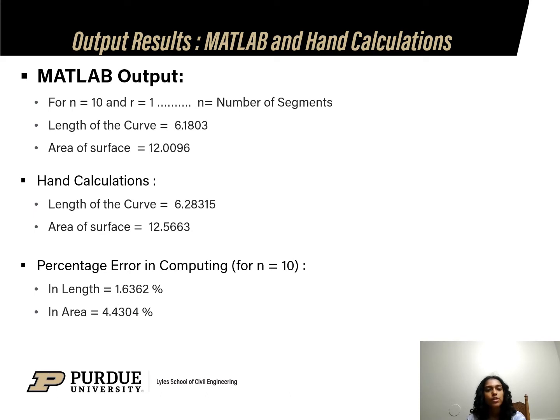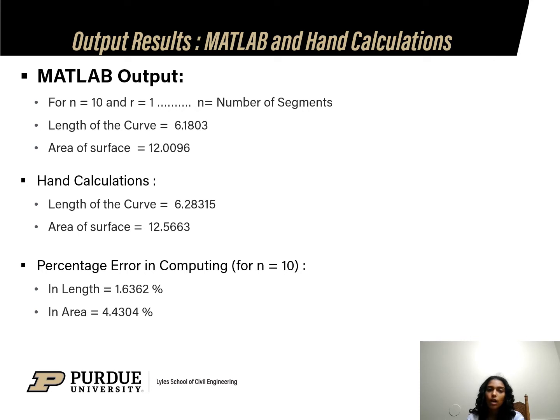Okay, so the output results are given by MATLAB and the ones I calculated. For n equals 10 and r equals 1, where n equals the number of segments, the length of the curve is 6.1803 and the area of the surface is 12.0096. And if I compute the same results by hand with the theoretical formula, it gives a length of the curve of 6.28315 and an area of the surface of 12.5663, where we can find the length of the curve by the formula 2 pi r and the area of the surface by 4 pi r square.